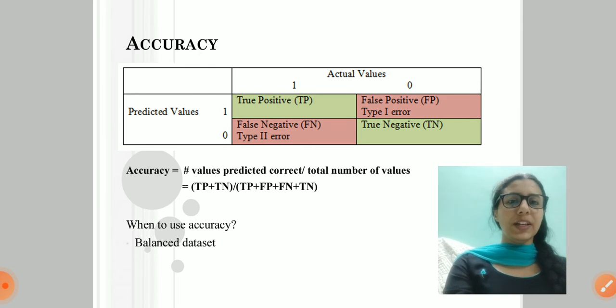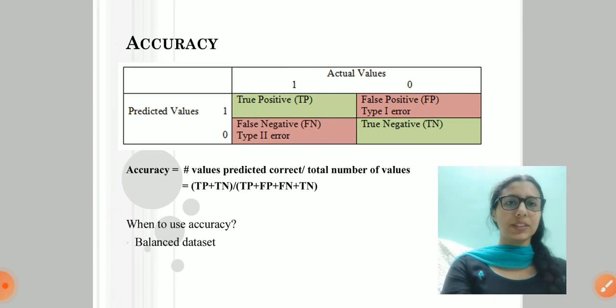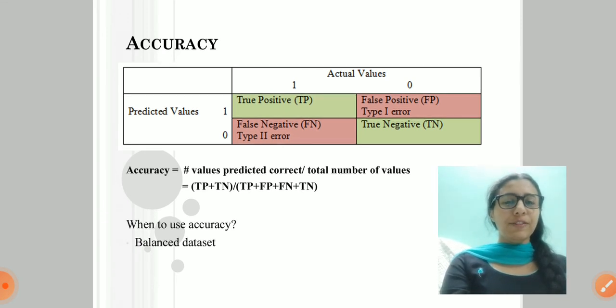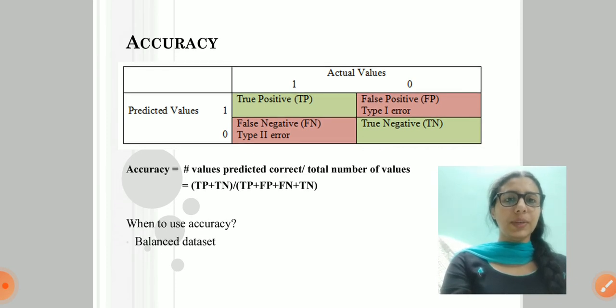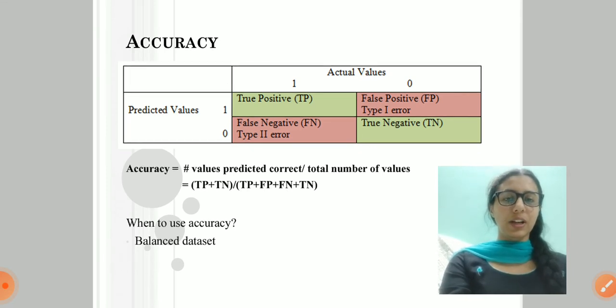So accuracy can be used for a balanced data set. If the data set is balanced, then the accuracy metric can be used to measure the performance of the system. But what if the data set is unbalanced? Then our system may get biased toward the larger number of training examples that belong to a particular class.